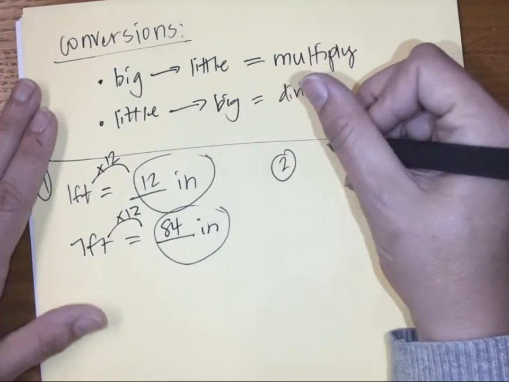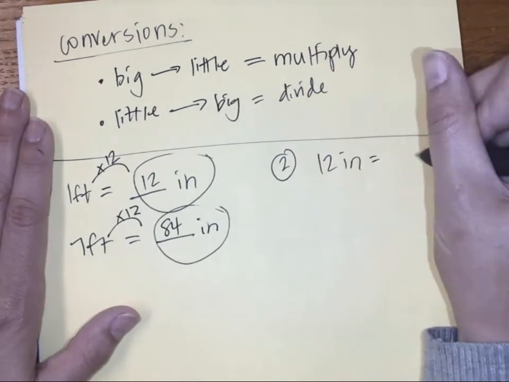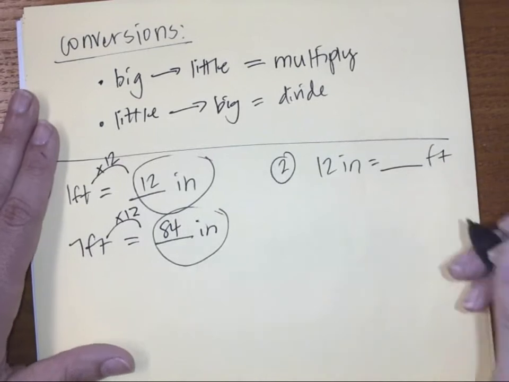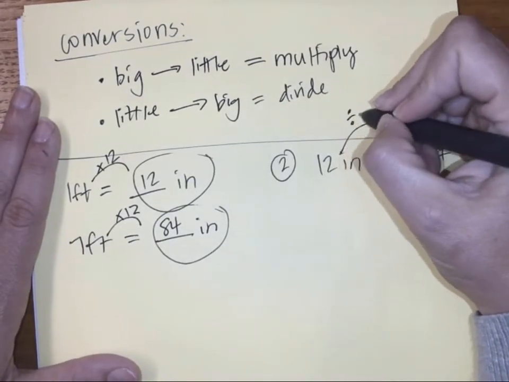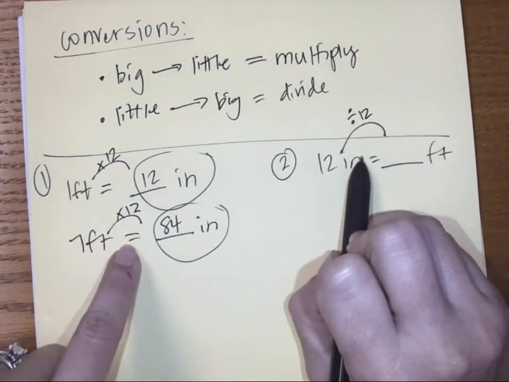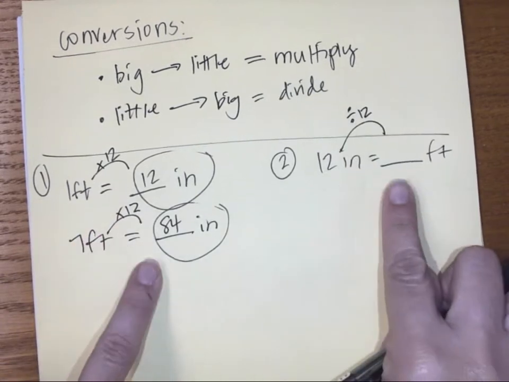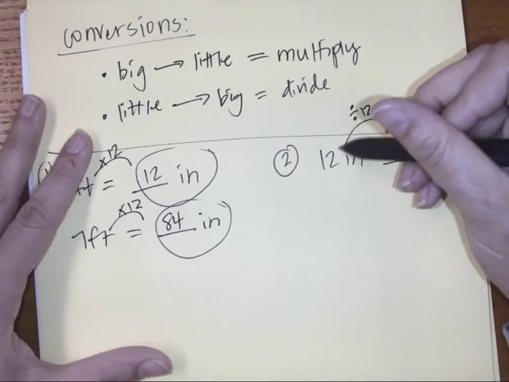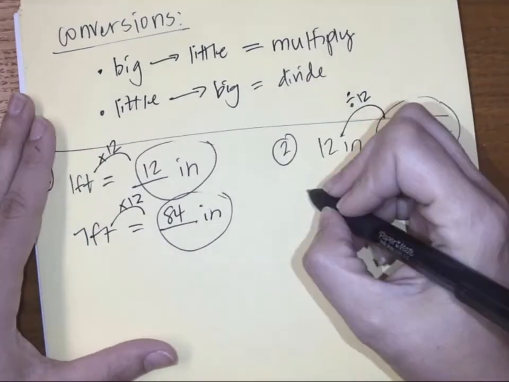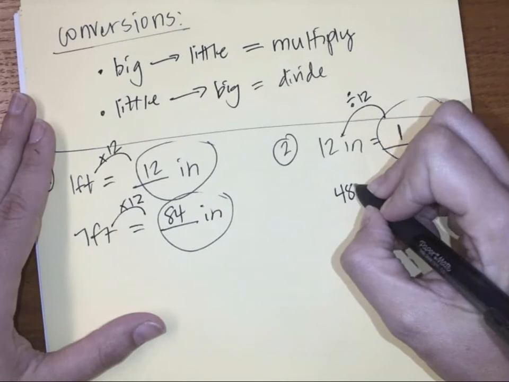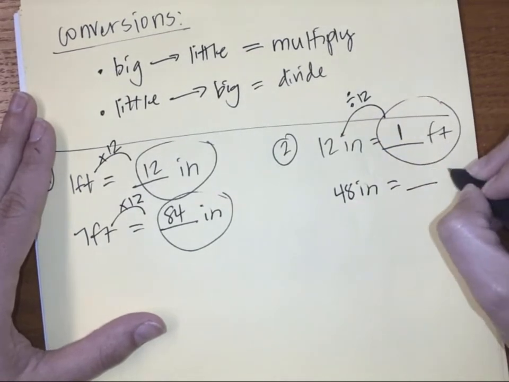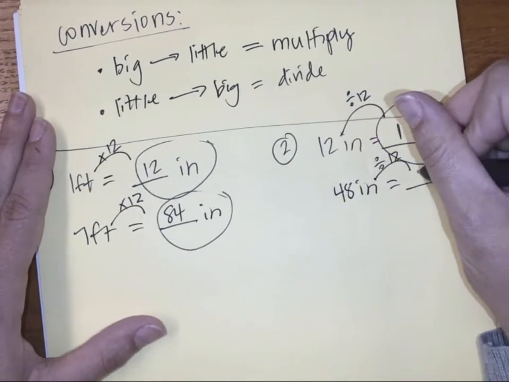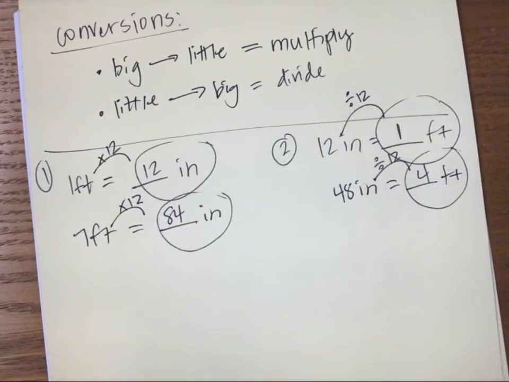Okay, what about if we went the opposite way? 12 inches is how many feet? Well, this is a smaller measurement. This is a bigger measurement, so I need to divide. So I'm going to divide by 12 here. And again, this 12 is because there are 12 inches in a foot on both of these problems. Well, all the time, but we're talking about inches and feet here. Okay, so 12 divided by 12 is 1, so my answer is 1 foot. If I had 48 inches, how many feet does that make? Well, I need to still divide by 12, and 48 divided by 12 is 4 feet.